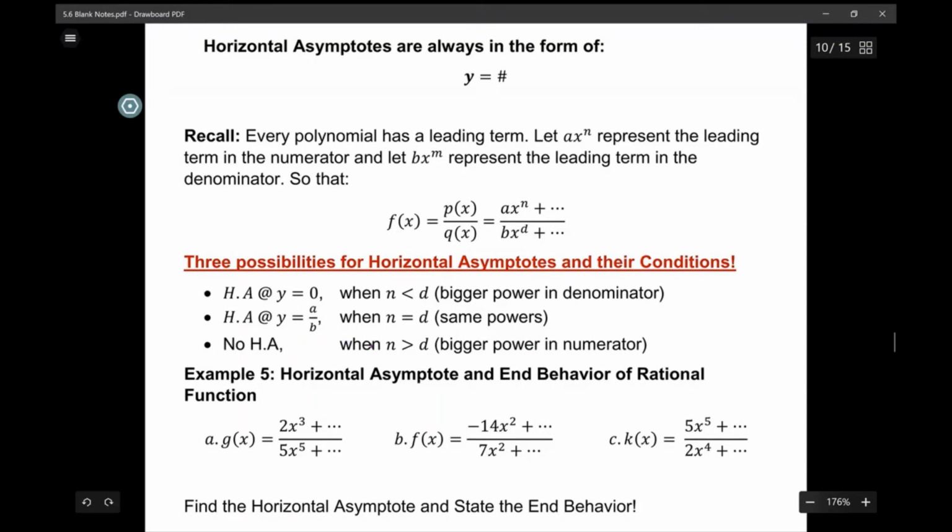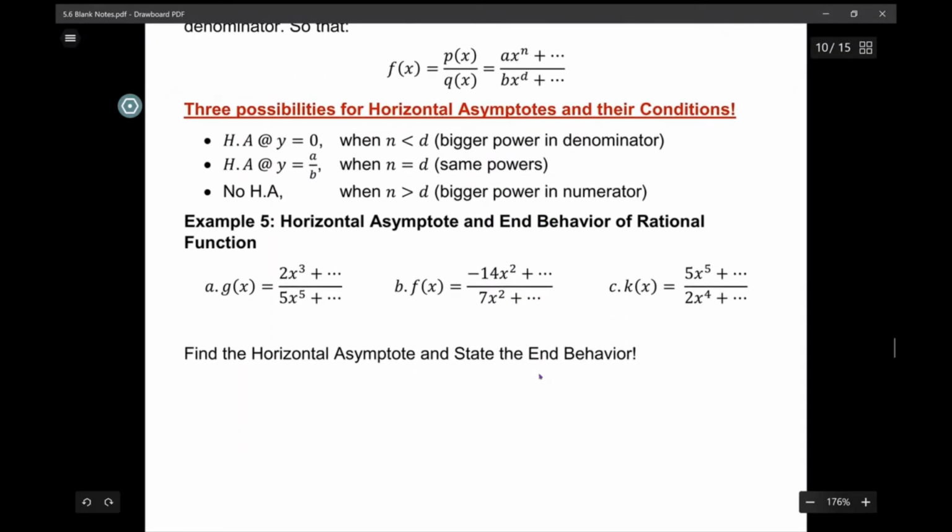And if the numerator power is bigger, I'm sorry, I think I said that backwards. Back up. If the power in the numerator is less than the power in the denominator, then y equals 0 is going to be a horizontal asymptote. If the powers are equal, then the ratio of the leading coefficients is going to be a horizontal asymptote. And if the power in the numerator is bigger than the power in the denominator, then there is no horizontal asymptote. We're going to practice seeing what all three of these look like. First we're going to look at the equations, and then we're going to look at their graphs.